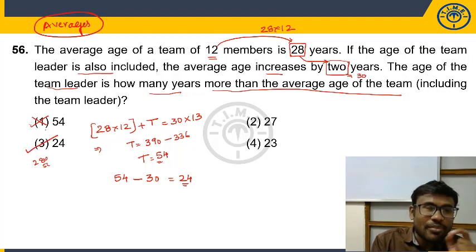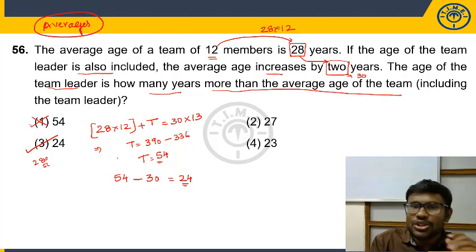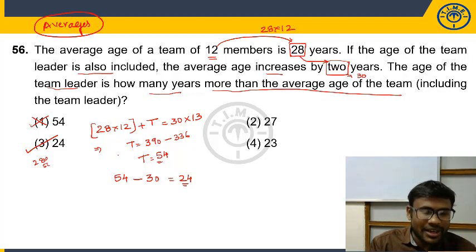Okay, option number 1. 54 is deliberately given so that we may go wrong. Okay, so this is the solution for the 56th question. Is that clear? Okay, let's get into the next question.